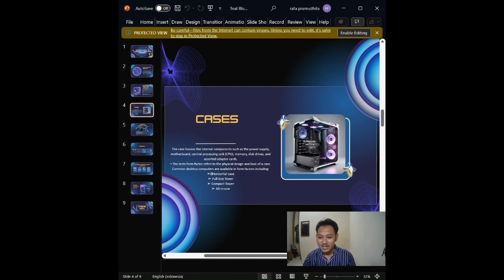The case hosts the internal components such as the power supply, motherboard, central processing unit (CPU), memory, disk drive, and assorted data cards. The term form factor refers to the physical design and look of the case. Common desktop computers are available in form factors including horizontal case, full-size tower, compact tower, and all-in-one.